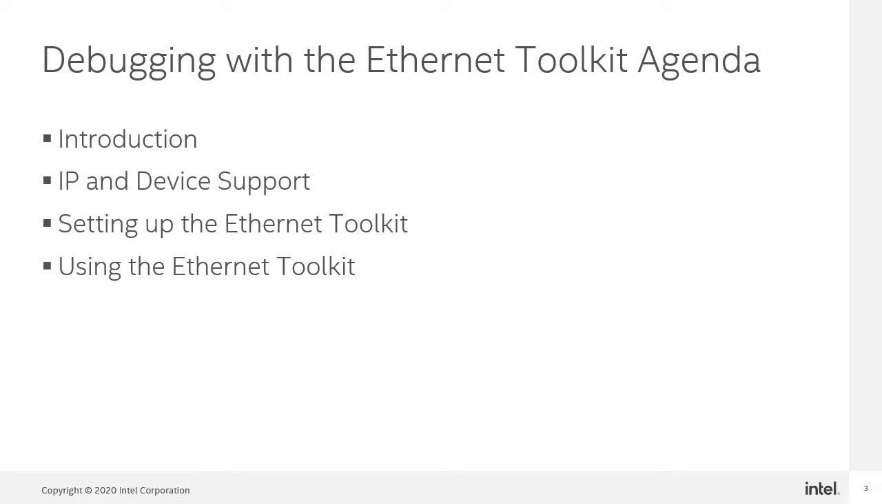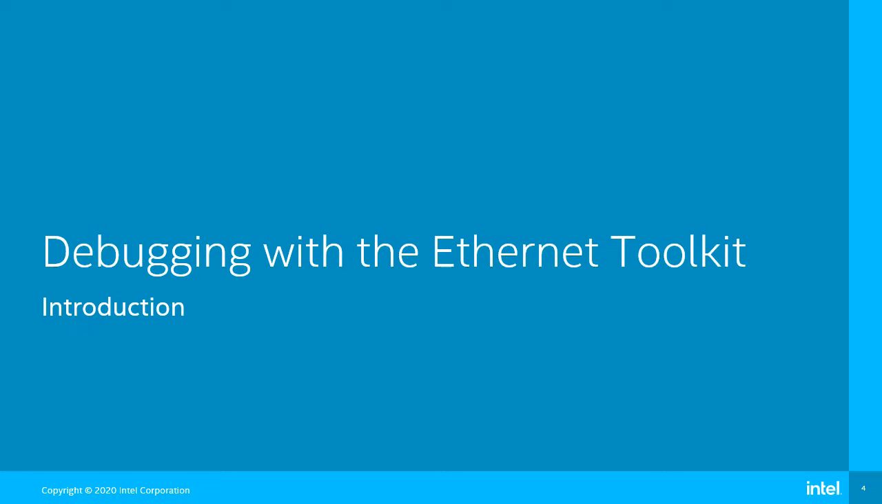In this course, we will start with an introduction to the Ethernet Toolkit. Then, we will look at the collection of Intel FPGA Ethernet IP cores supported by the tool. After that, we'll see how you can enable the support for the Ethernet Toolkit in your Intel FPGA design. And finally, we'll go over some of the information you can get from the IP core during an Ethernet Toolkit session by studying its user interface. So let's begin with an introduction to the Ethernet Toolkit.